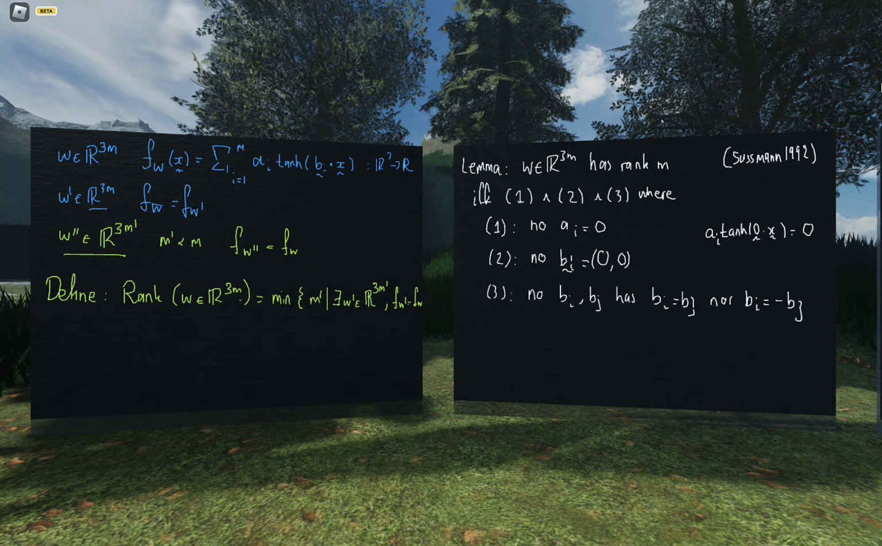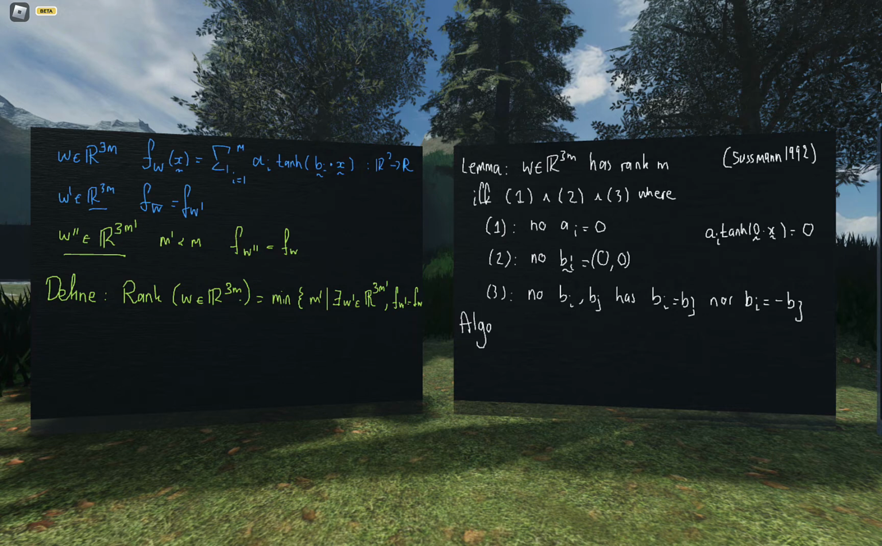But these conditions, like I've already described, tell you how you could reduce the size of the network by eliminating units. So an algorithm for computing the rank goes something like this.